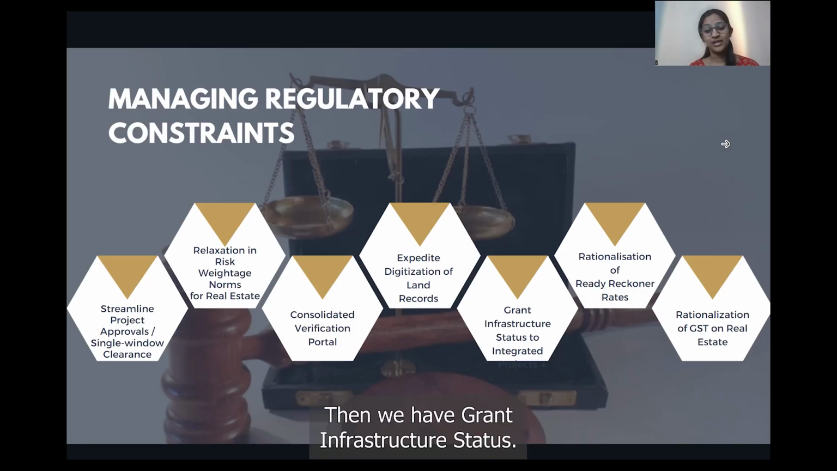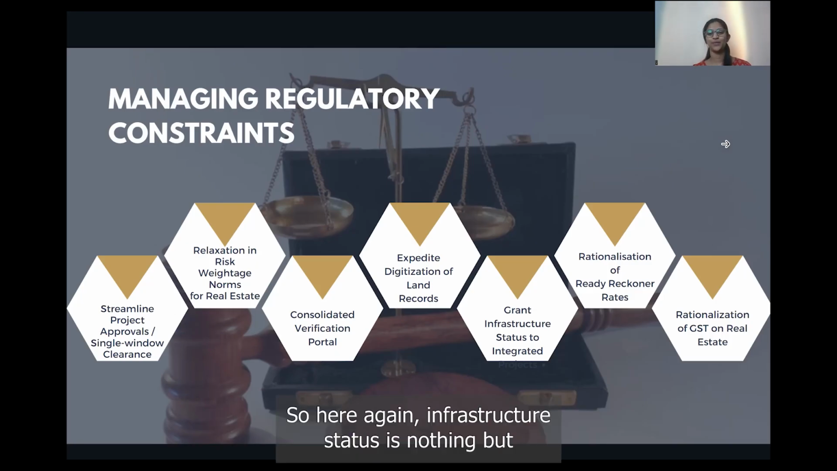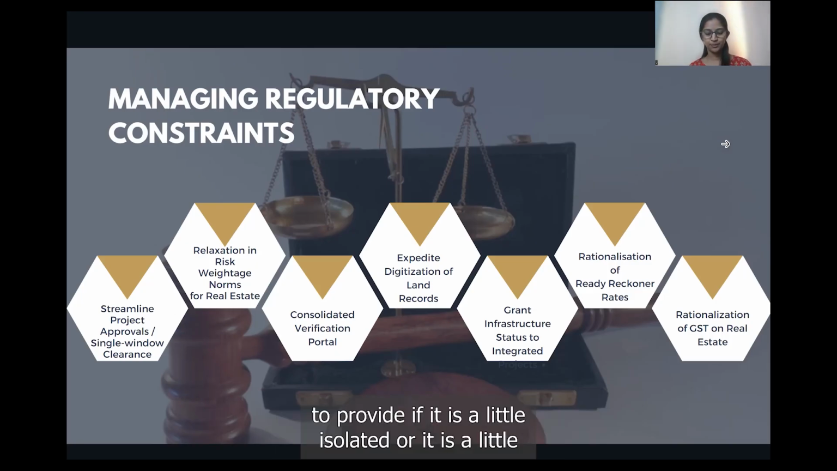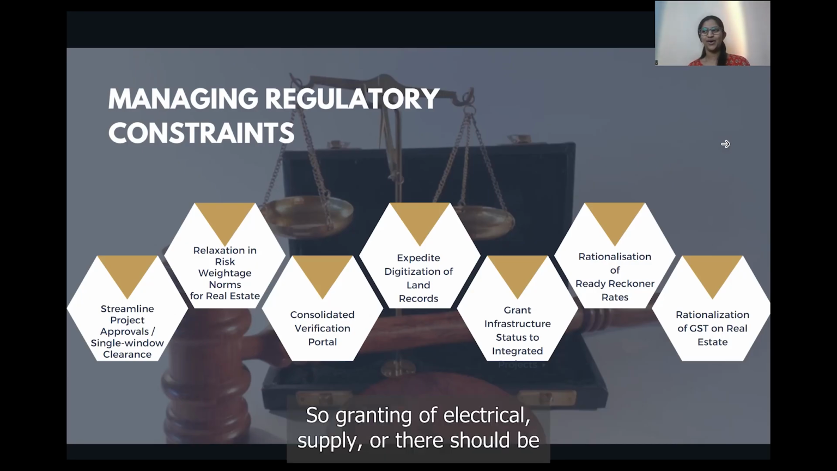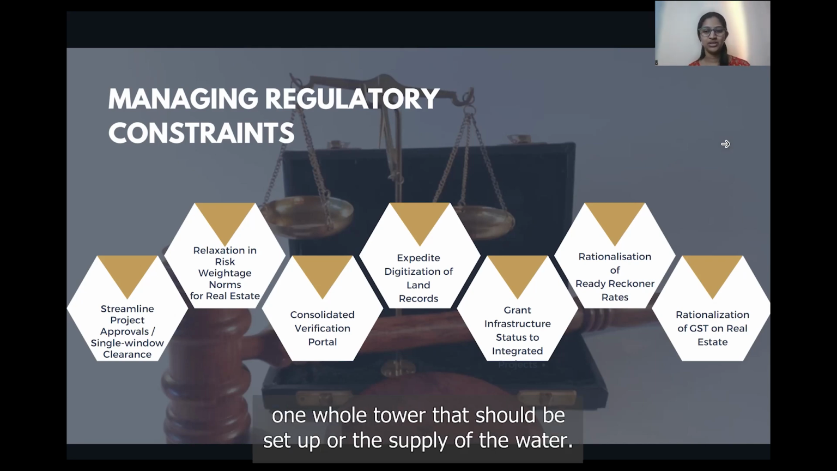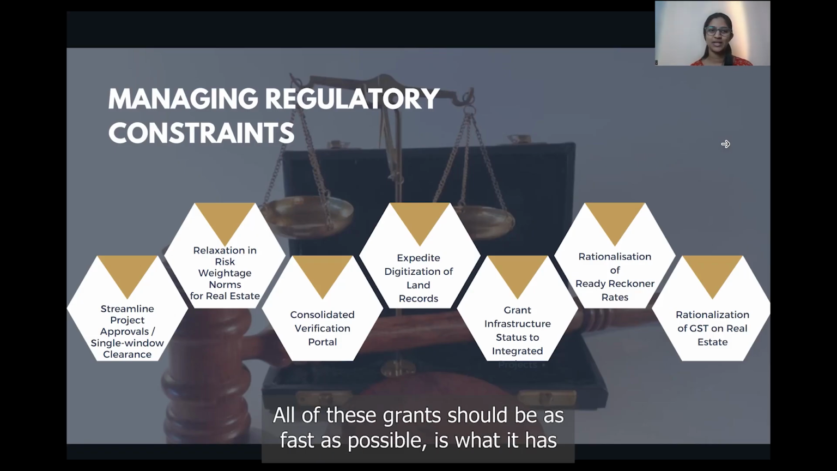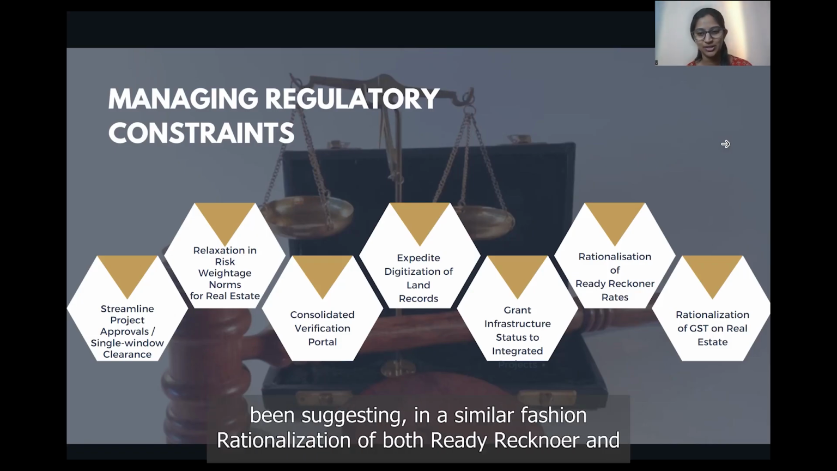Then we have granting infrastructure status. Infrastructure status is nothing but providing support if a site is isolated or on the outskirts of a city. Granting electrical supply, setting up a tower, or supplying water, all of these grants should be as fast as possible is what is being suggested.